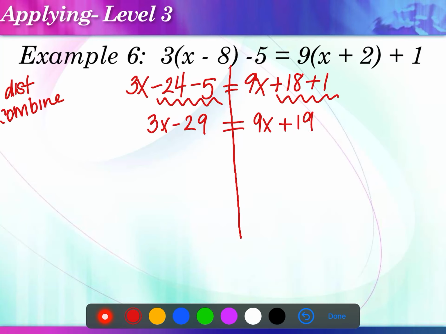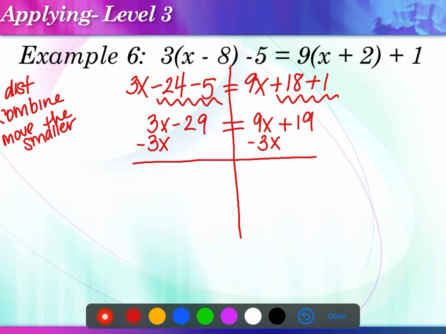Okay. All right, so now I'm going to move the smaller because I have variables on both sides. So I'm going to use subtraction to bring 3x to the other side. Okay, and I can start to solve now. So subtract 19.